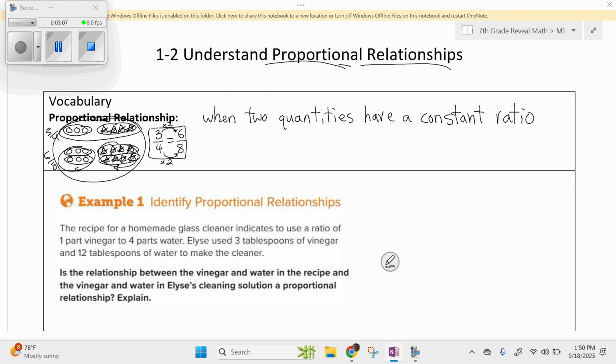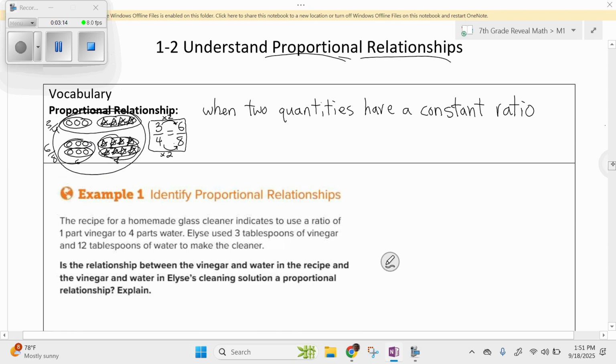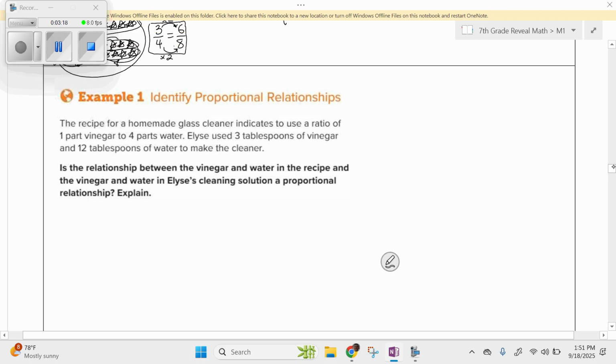All right, so let's look at some other ones and let's test to see if we have proportional relationships. So copy this down into your notes. You can always pause or rewind if you're not getting something, and then ask when I return so that we can make sure everybody gets it.